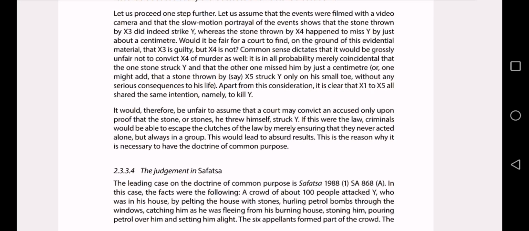It would therefore be unfair to assume that a court may convict an accused only upon proof that the stone or stones he threw himself struck Y. If this were the law, criminals would be able to escape the clutches of the law by merely ensuring that they never acted alone, but always in a group. This would lead to absurd results. This is the reason why it's necessary to have a doctrine of common purpose.